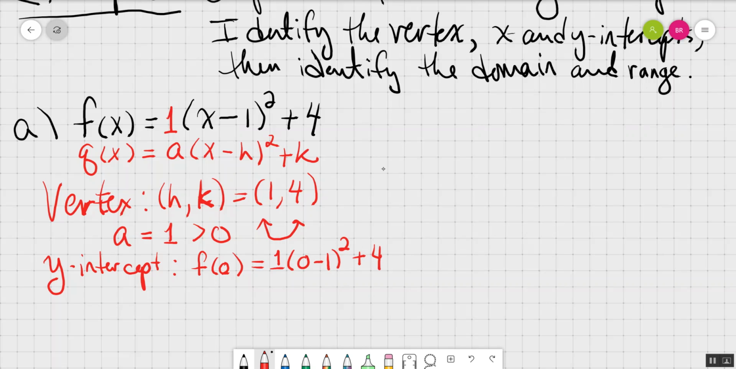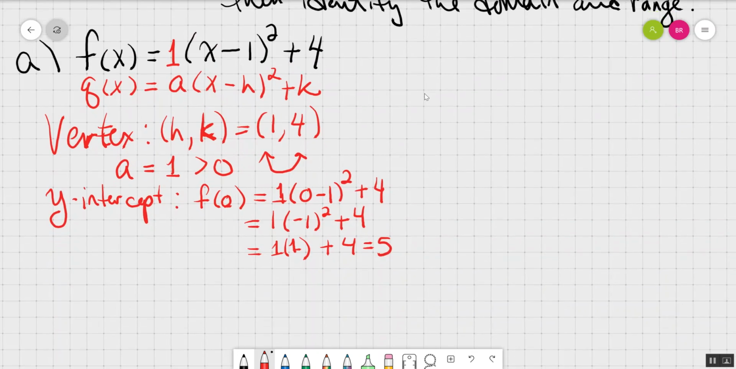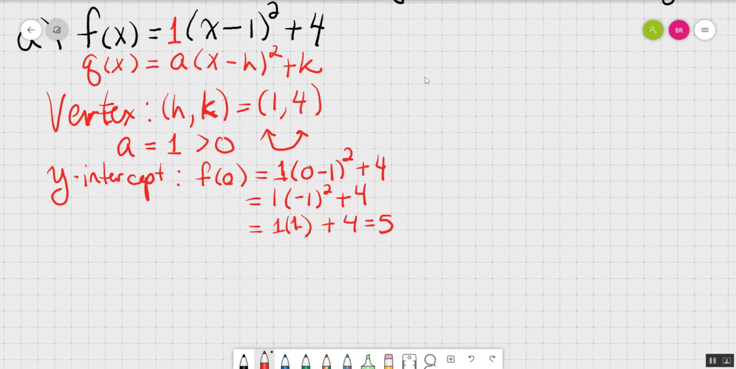So we're going to put in 0 for x: 1 times (0 minus 1) squared, plus 4. So when I square negative 1, I will get 1. So 1 times 1, which is also 1, plus 4, and it's 5. So that means when I go to graph my y-intercept, that is going to be the point (0, 5).